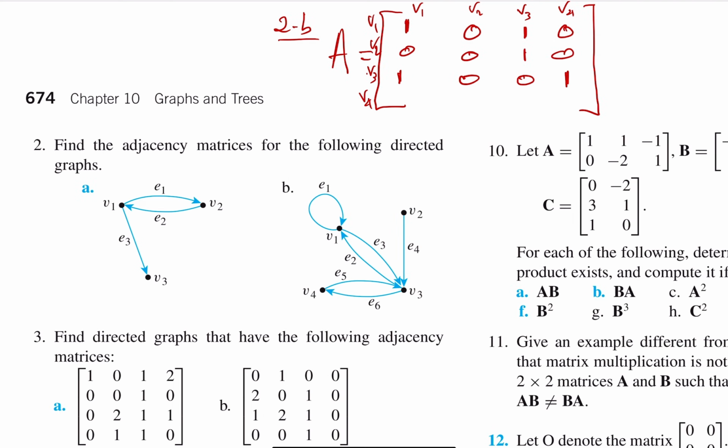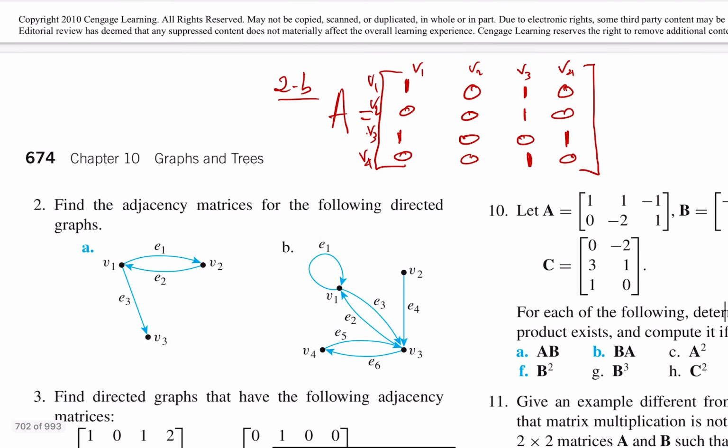V4, we don't have a loop. V4, V1, there's no edge, it is 0. V4, V2, there is no edge, 0. And V4, V3, we have only 1. And V4, there is no loop, it is 0. Okay, that's how the matrix looks on 2B. That's all we have to find for now.